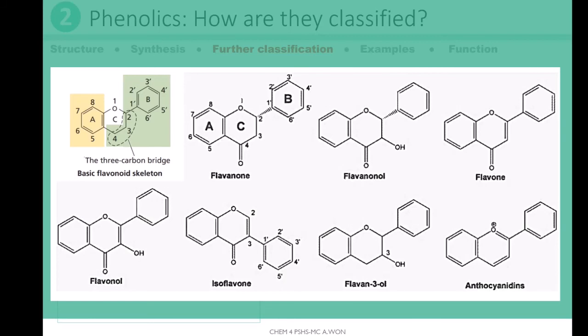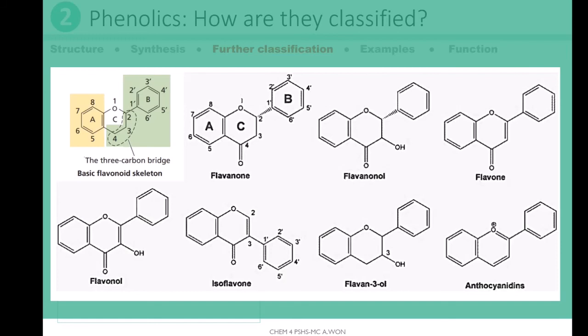Meron tayong flavanone, so it has a ketone group in the ring labeled letter C. Flavanonol, meron tayong ketone and alcohol group sa ring C. Flavone, we have a ketone and an alkene. Flavonol, meron tayong ketone and an enol. Isoflavone, you can notice that the aromatic ring is displaced compared to the others.